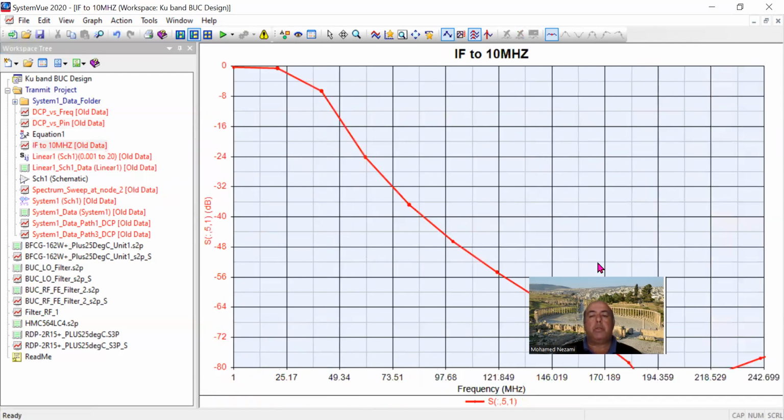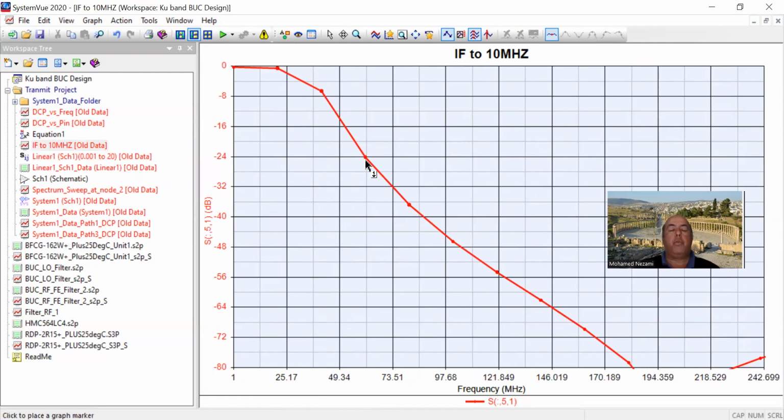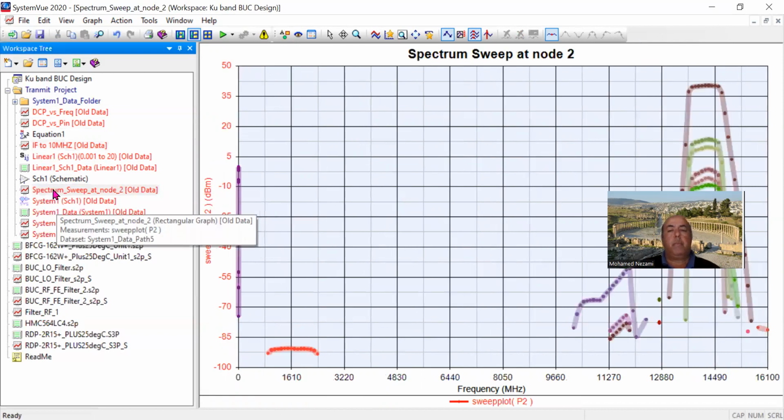This is the frequency response of the duplexer at the reference for the PLL, which is 10 megahertz, so it's very flat. Okay.